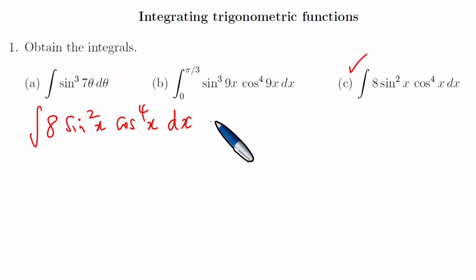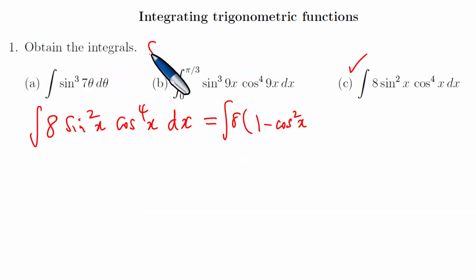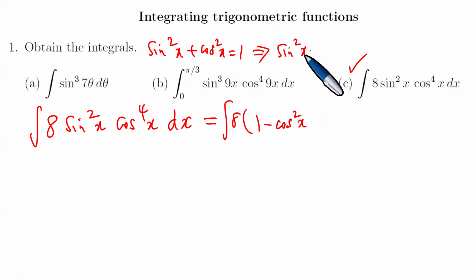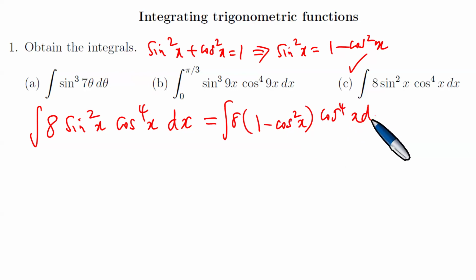What we do here is to realize immediately that sine squared x is the same as 1 minus cosine squared x. The reason is that sine squared x plus cosine squared x is always 1, and that means that whenever we have sine squared x, it is 1 minus cosine squared x, times cosine to the fourth power of x dx.